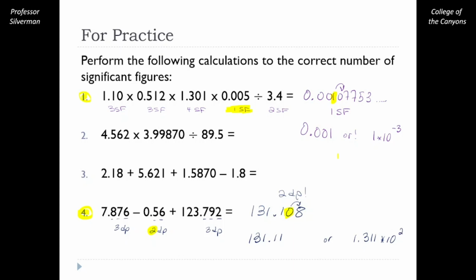Or if you'd rather put it in scientific notation, always acceptable. Here we go, 131.1 or 1.311 times 10 to the second. We have 2 extra problems here. Pause the video, take a moment, try to do these problems, write down your answer.